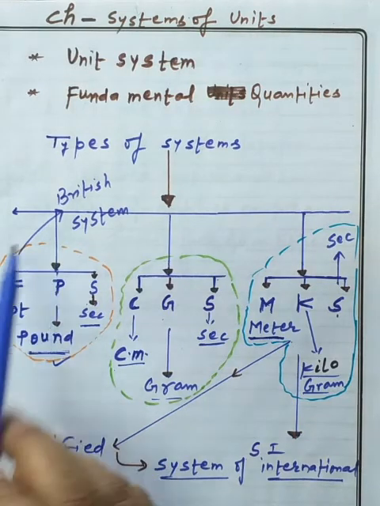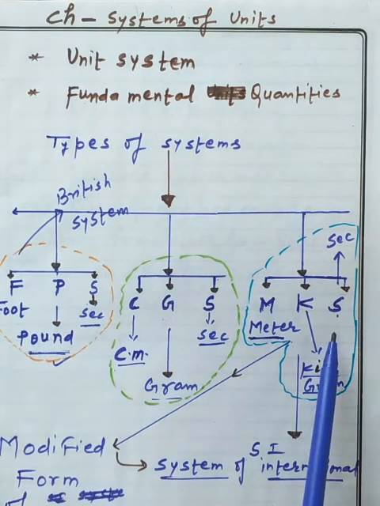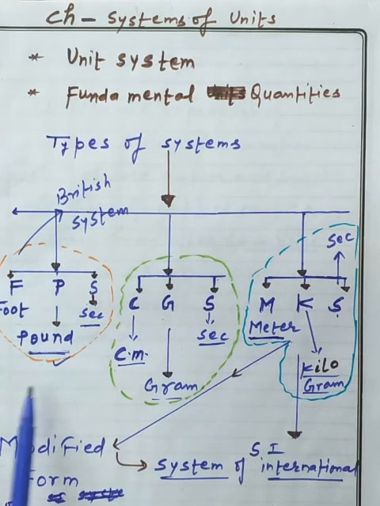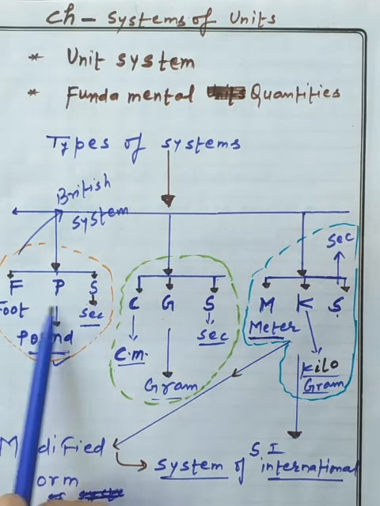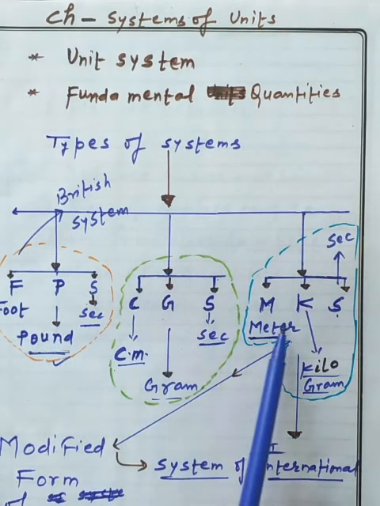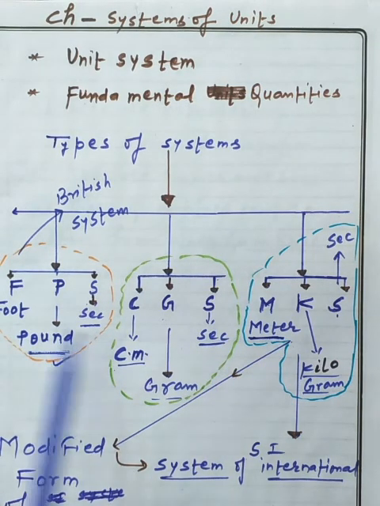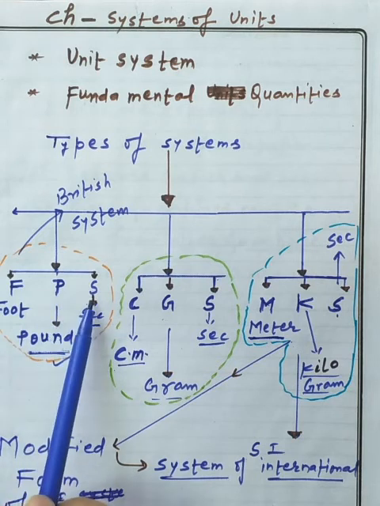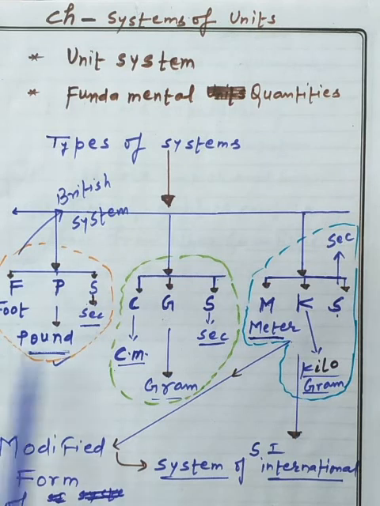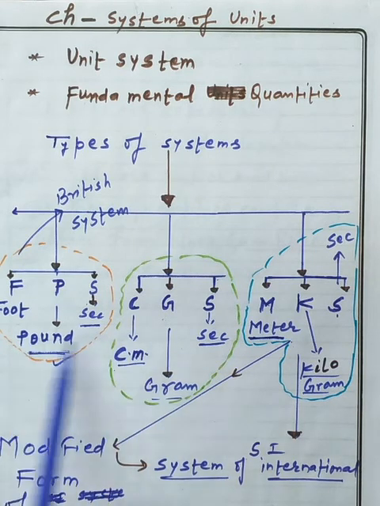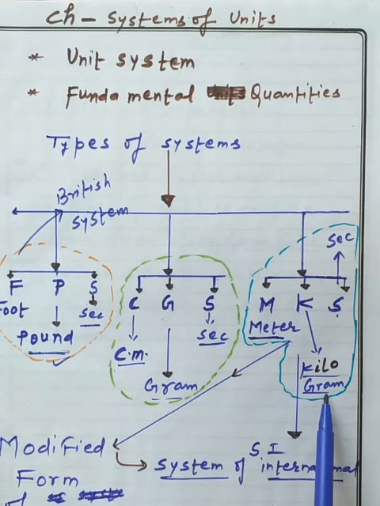So this is the general explanation of the three types of systems in which we use three basic quantities, and these quantities are generally known as fundamental physical quantities. Generally length, mass, and time are the three basic fundamental physical quantities. Just to say, mass is in grams in the CGS system, and in the MKS system it is in kilograms.